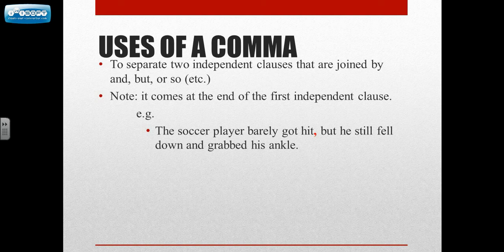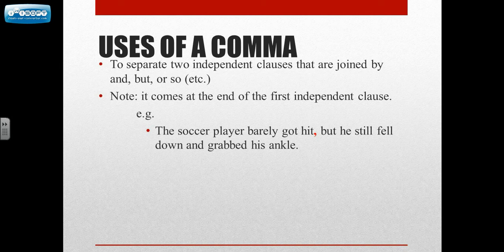Another use of a comma is to separate two independent clauses that are joined by and, but, or so, etc. So if you need to take a look back at one of the older videos where I talked about independent clauses and subordinate clauses to refresh your memory, that's probably a good idea. So note that when you have this sort of situation, the comma comes at the end of the first independent clause. So, for example, the soccer player barely got hit, but he still fell down and grabbed his ankle.